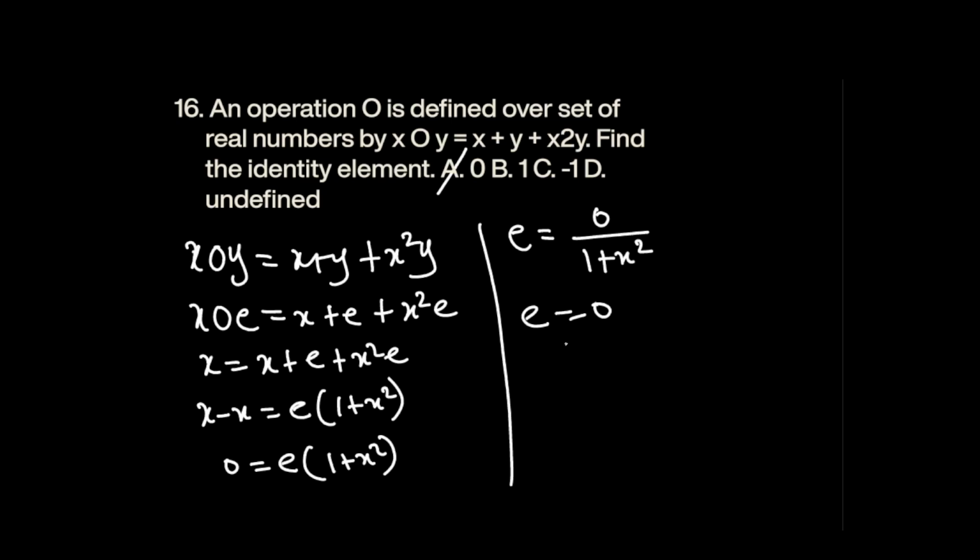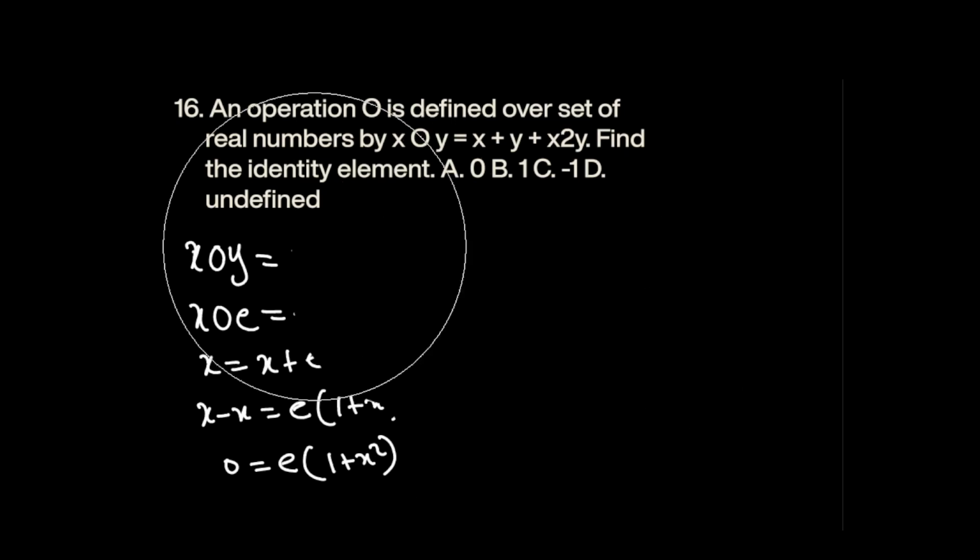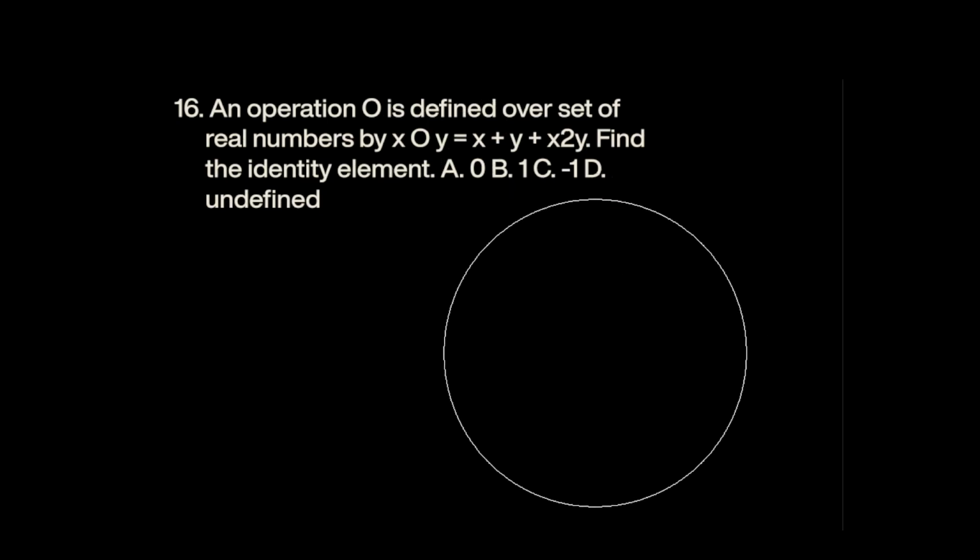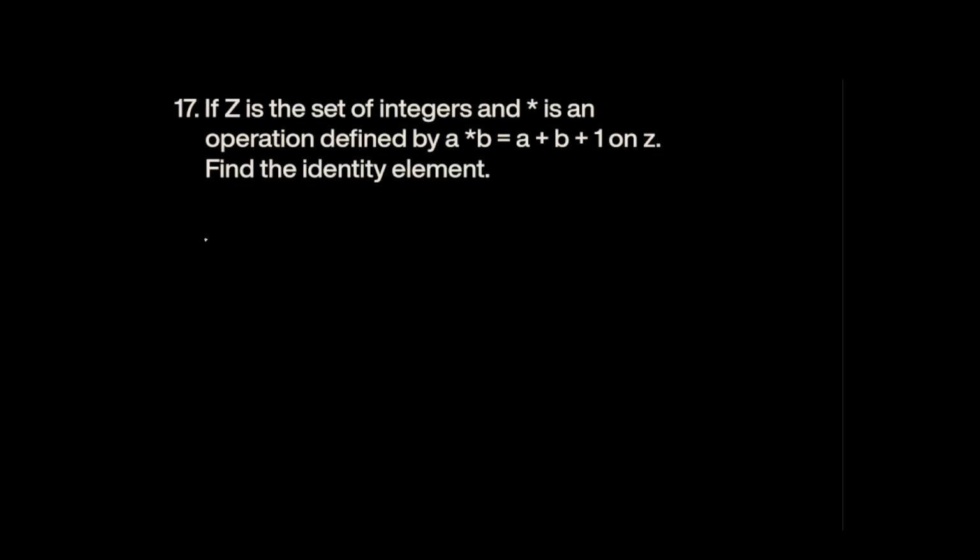So let's take a look at another question. I believe you understand this now. So that's how to find the identity of an operation. The next question says that if Z is the set of integers and asterisk is an operation defined by A operation B equals A plus B plus 1 on Z, find the identity element.